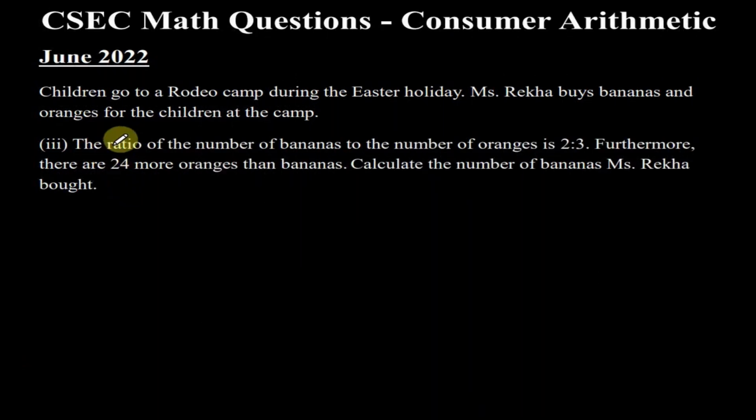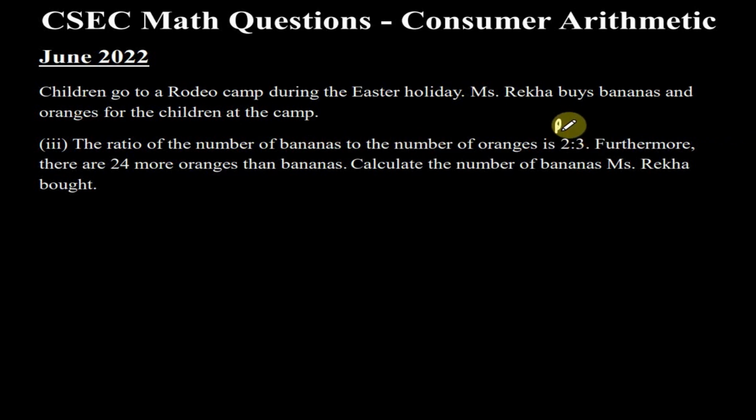Now looking at part 3, which is the final part of our question here. The ratio of the number of bananas to the number of oranges is 2 to 3. Furthermore, there are 24 more oranges than bananas. Calculate the number of bananas Miss Rika bought. Now, recall the ratio here. So the ratio of bananas to the number of oranges is 2 to 3.